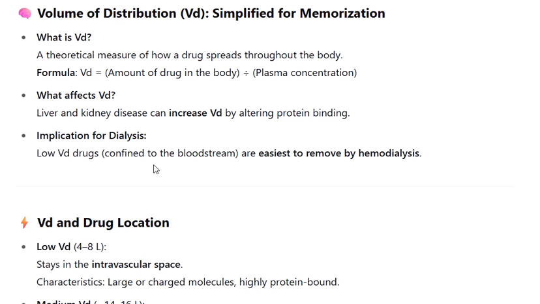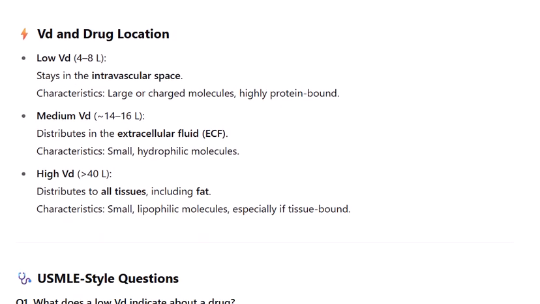Low VD stays in the intravascular space. Characteristics: large or charged molecules, highly protein bound. Medium VD distributes in the extracellular fluid, ECF. Characteristics: small hydrophilic molecules. High VD distributes to all tissues, including fat. Characteristics: small lipophilic molecules, especially if tissue bound.